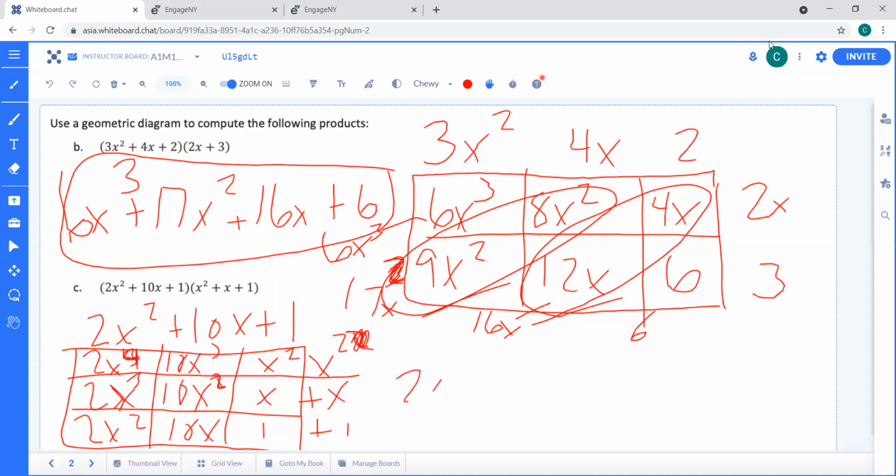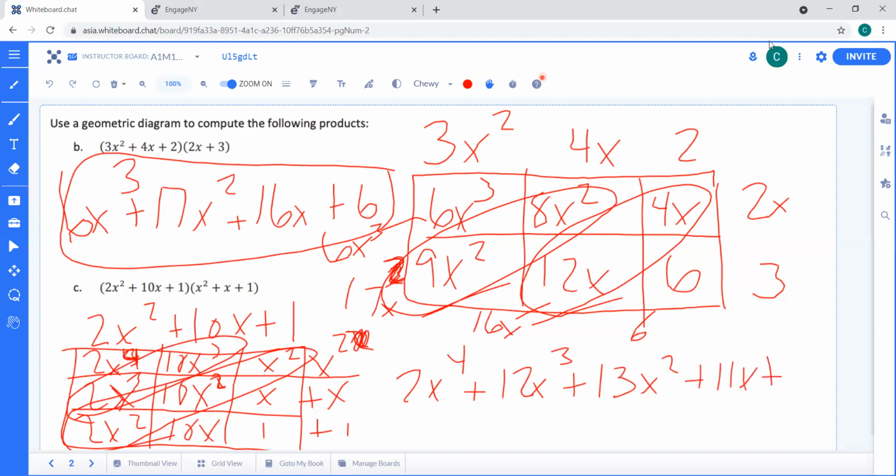So we got 2x to the 4th. Remember, you combine like terms on the diagonal. That should line up correctly. Plus 12x cubed, plus 13x squared plus 11x plus 1. Okay.